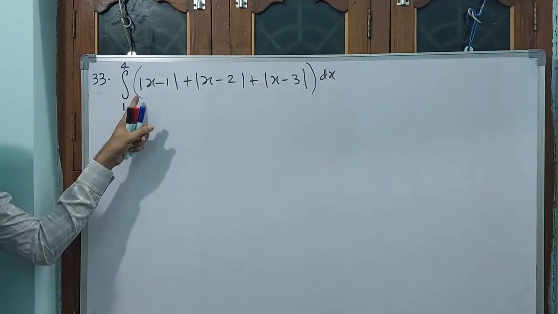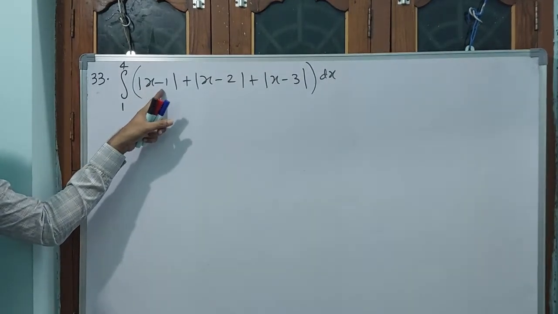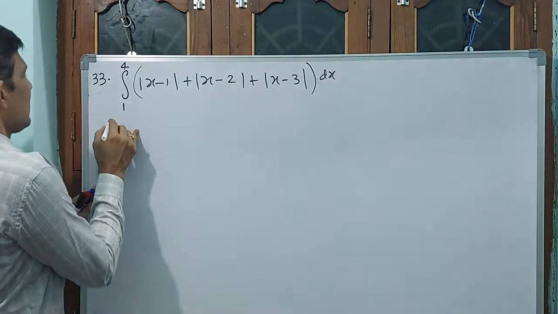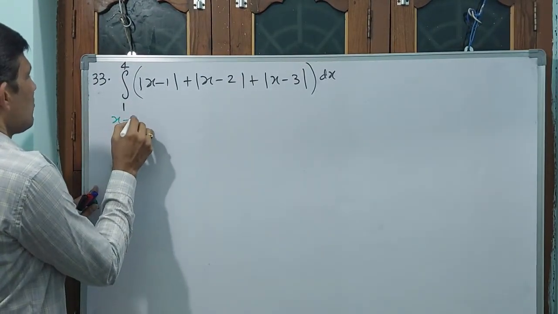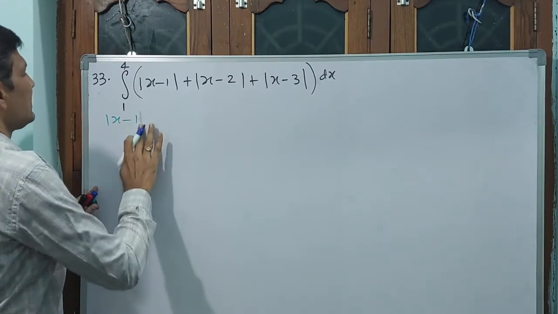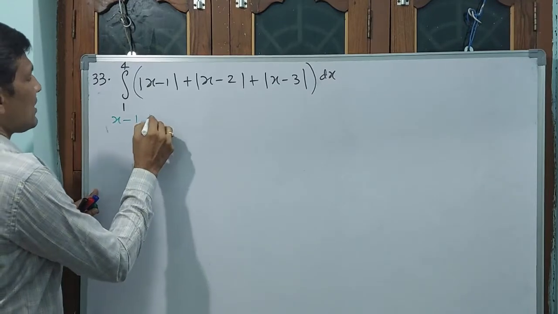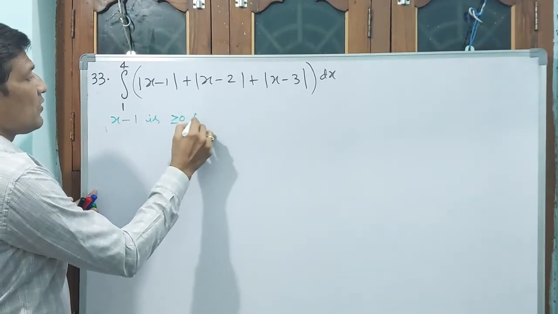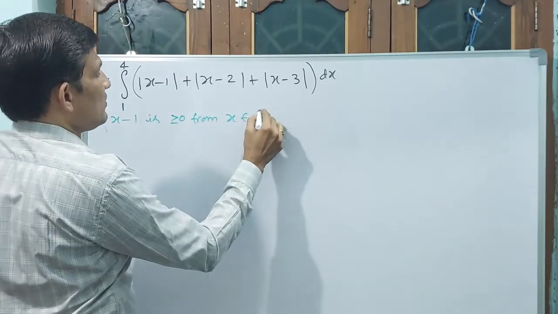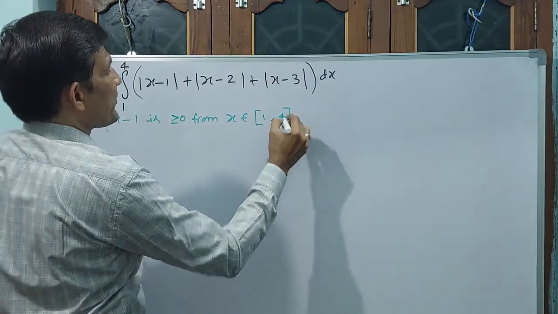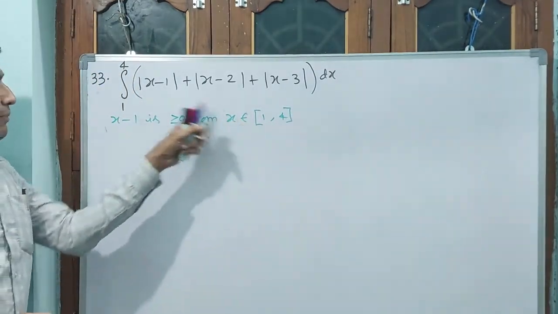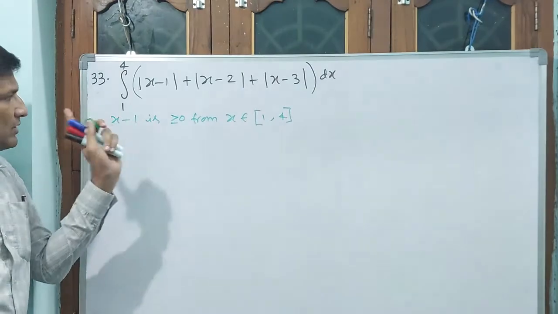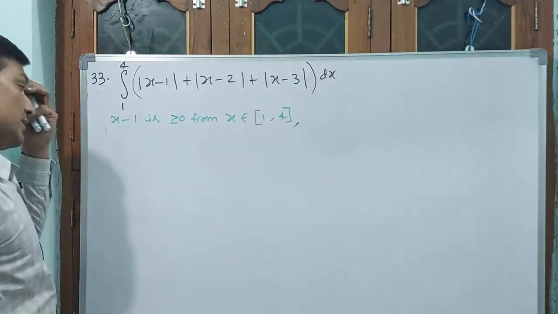One by one we have to see, or else directly also we can see. We see here, limit is from 1 to 4. That means, see, 1 to 4, this is all positive only. 0 or positive, greater than. Okay, see what I am writing. Modulus of x minus 1, or else I am writing like this. X minus 1 is greater than or equal to 0 from x belongs to 1 to 4. If you apply 1, 0, if you apply more than 1, 4, automatically this is greater than 0. Equal to 0 or greater than 0. That is one thing.